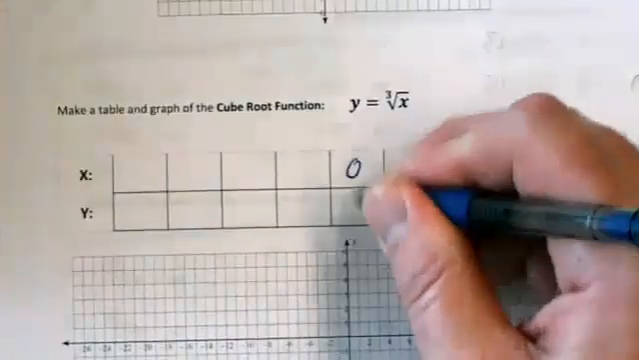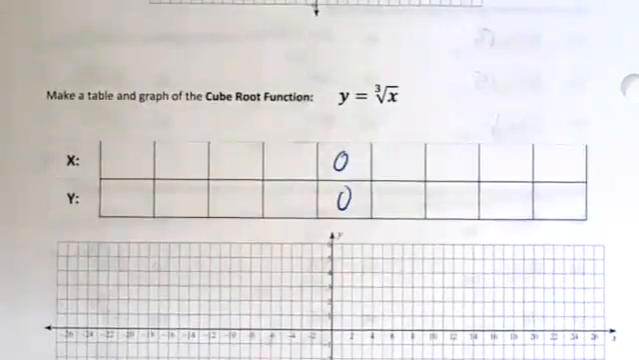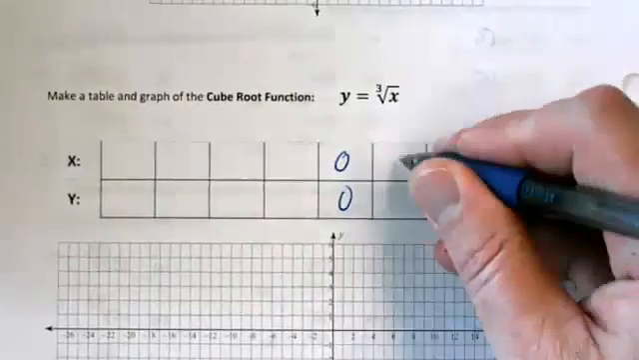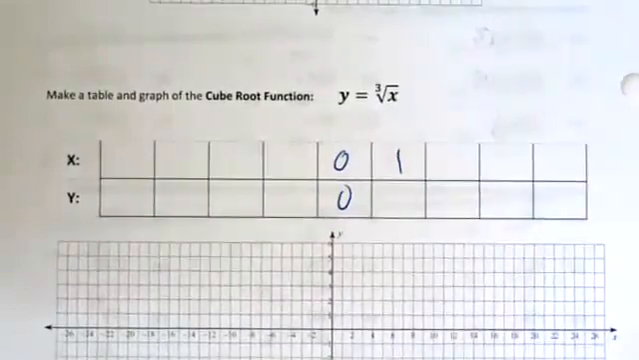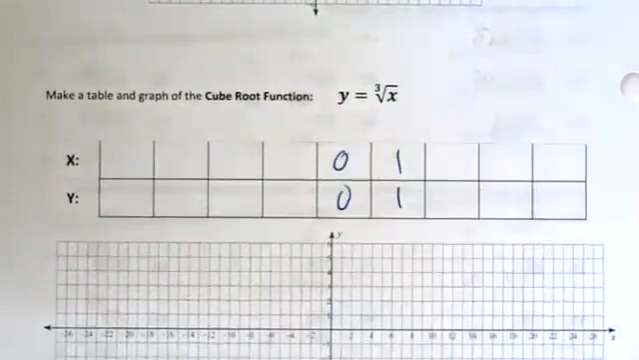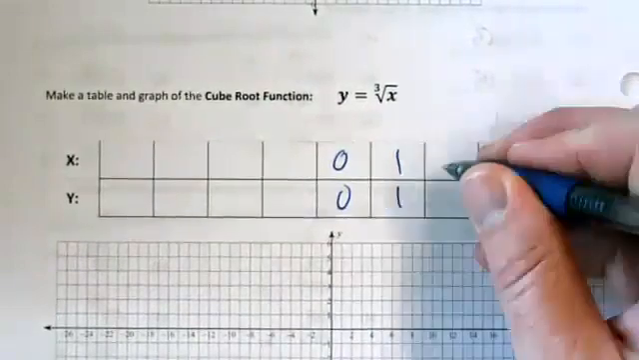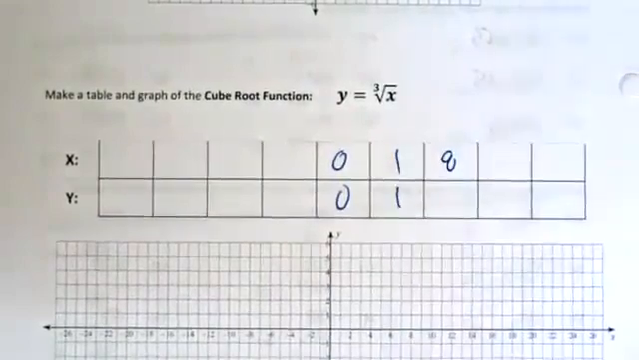Hey, for this last one, put 0 is 0 in here because the cube root of 0 is 0. Do you know what the cube root of 1 is? It's 1, because 1 times 1 times 1 is 1. The next one would be 8. Do you know what the cube root of 8 is? 2.